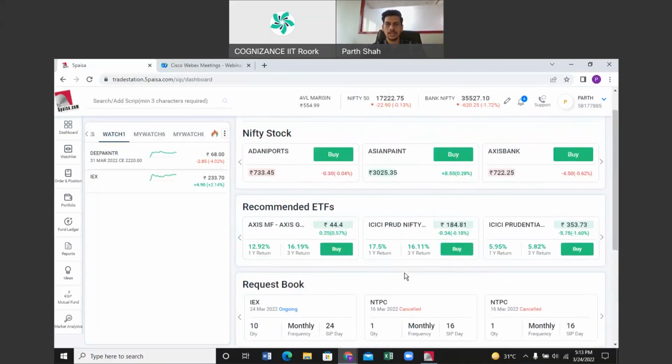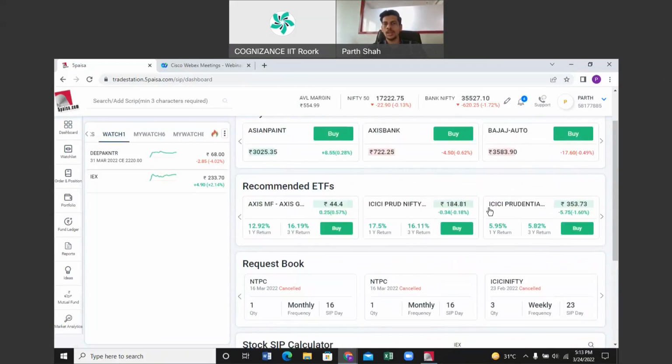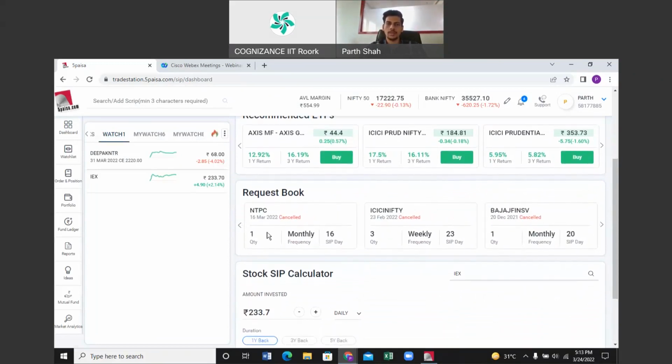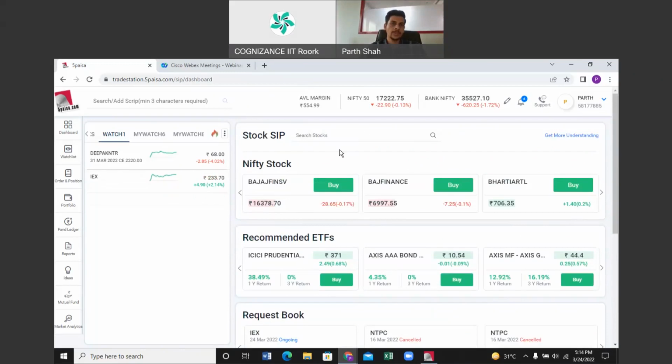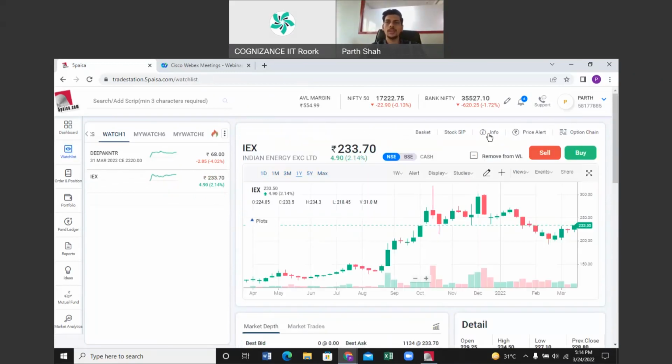There you have the dashboard for Stock SIP where you can browse what all stocks are there and what we recommend for SIP purchase. And then you have the request book, for whichever you have applied. So recently the IEX SIP, which I have just started, can be seen here as ongoing, right? So this was the Stock SIP product. Going back to the watch list, then I have the info tab.